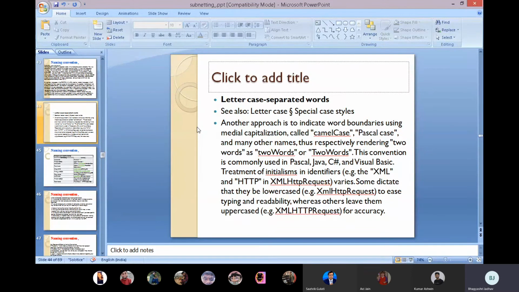This convention is commonly used in Pascal, Java, C#, Visual Basic. Treatment of initialisms in identifiers, for example XML HTTP request, varies. Some dictate that they be lowercase to ease typing and readability, whereas others leave them uppercase for accuracy.